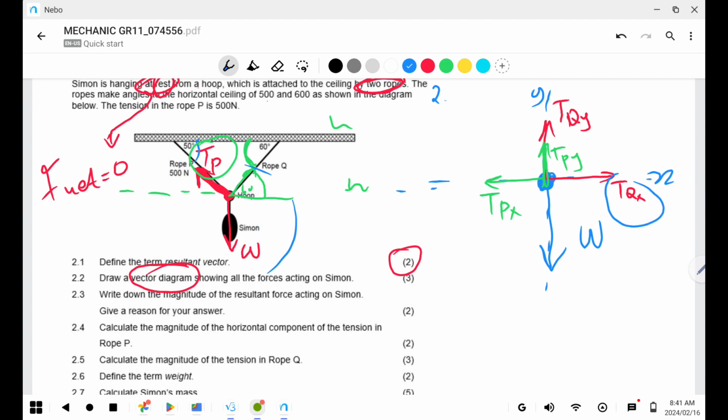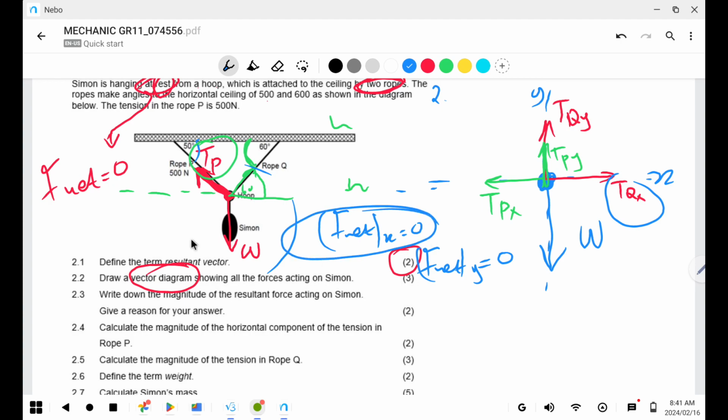Remember, we have said that F net was equal to 0. It means F net along the x is equal to 0. It also means that F net along the y will be equal to 0. So to find TQX, which is along the x-axis, we are going to rely on this formula. On the x-axis, how many forces are there? It's TPX and TQX. So you need to pick a positive direction. I'm going to take right as positive.